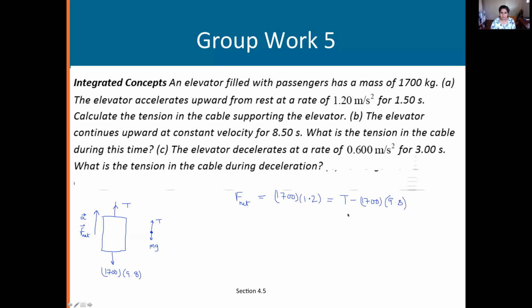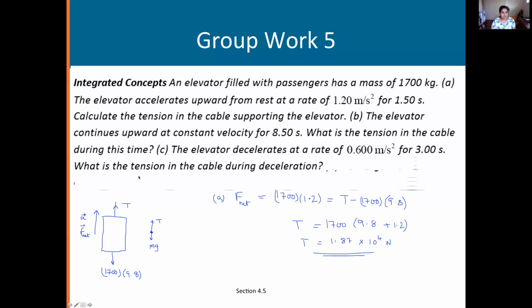So I can solve this equation for T, yeah? And that's going to give me T as 1700 times 9.8 plus 1.2. So I took this term to the other side, it becomes positive. And if you work this out in your calculator, that should come out to be 1.87 times 10 to the power 4 newtons. Tension is a force, so it's going to be in newtons. So this is part A.